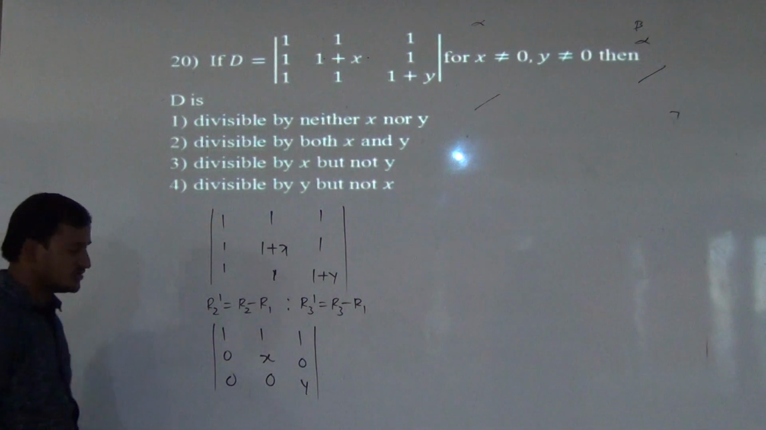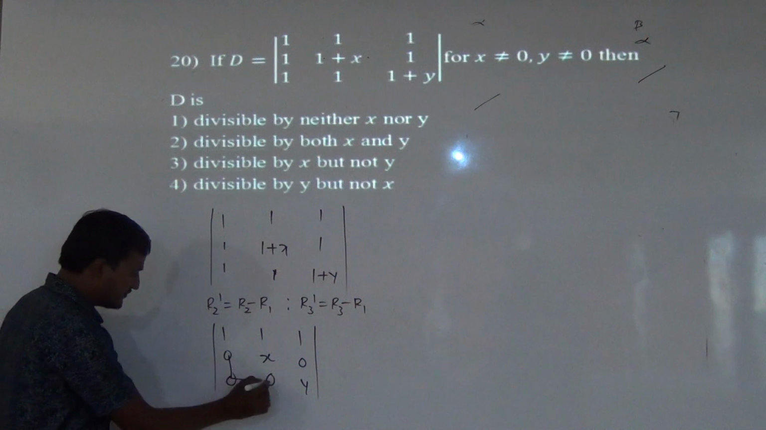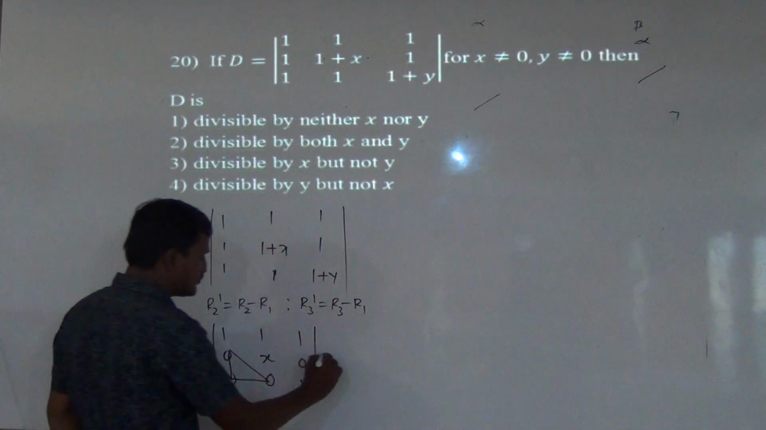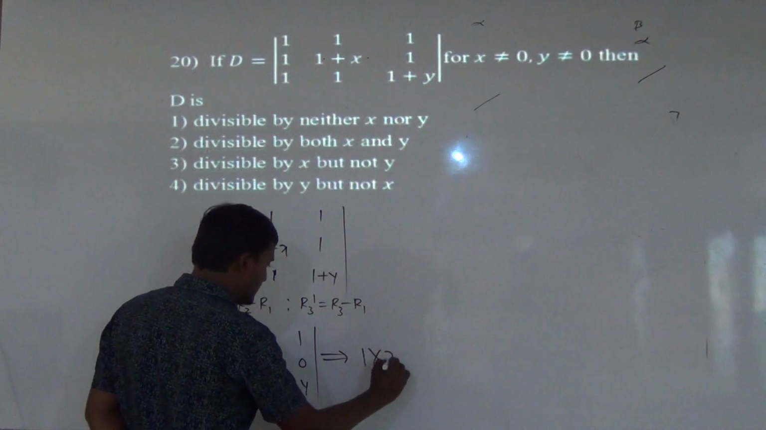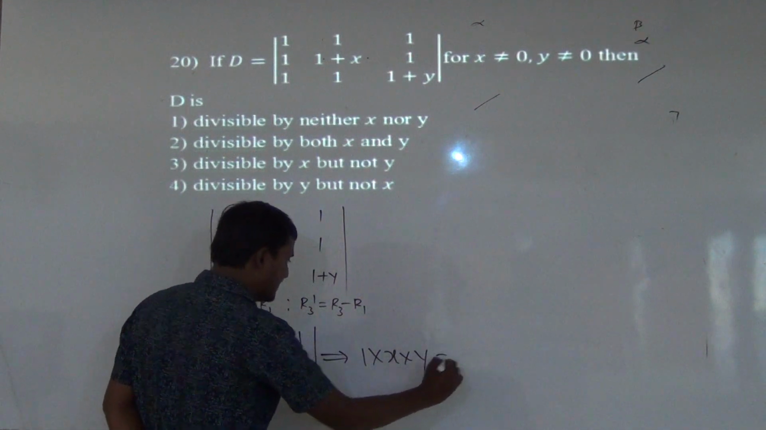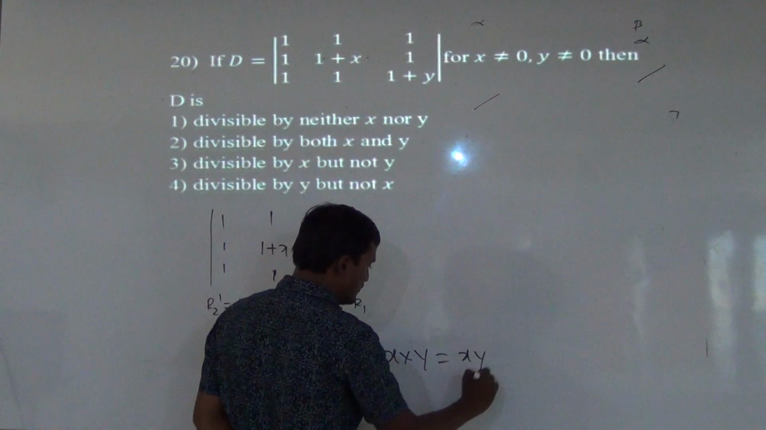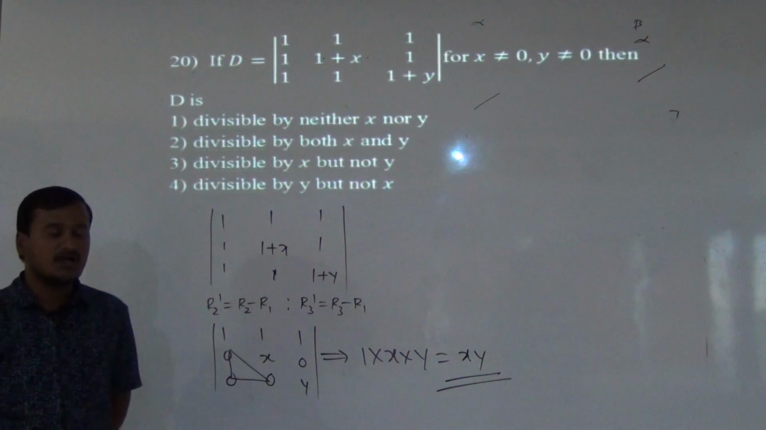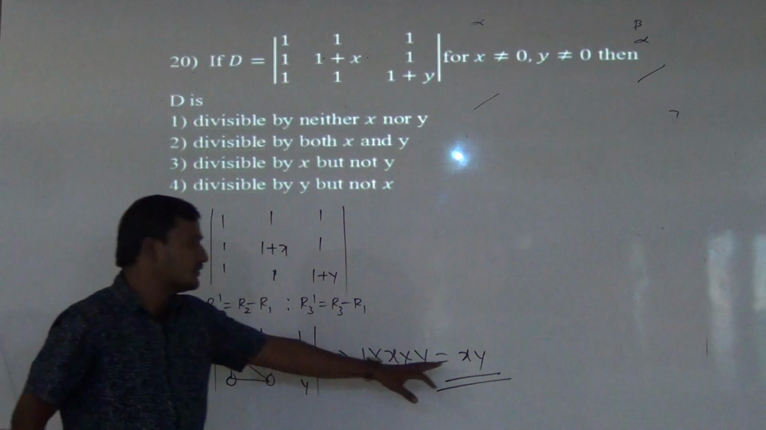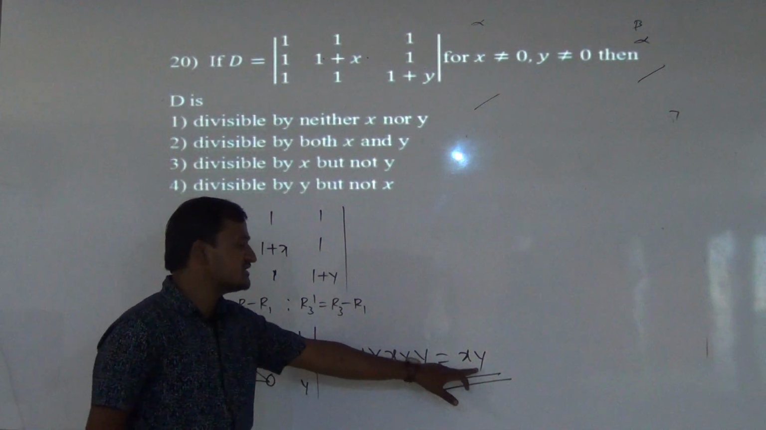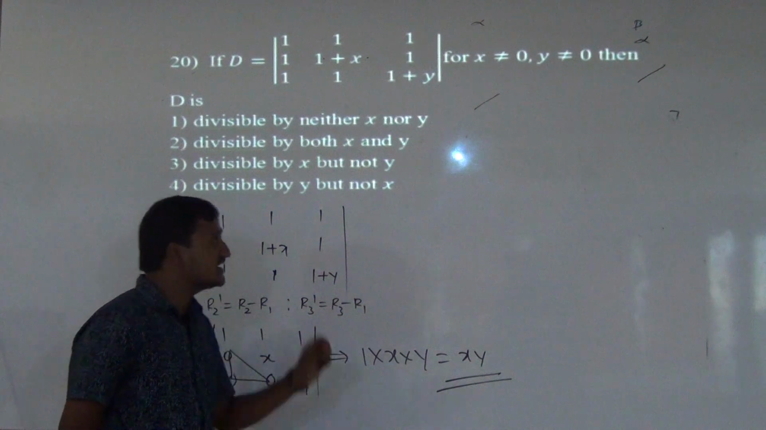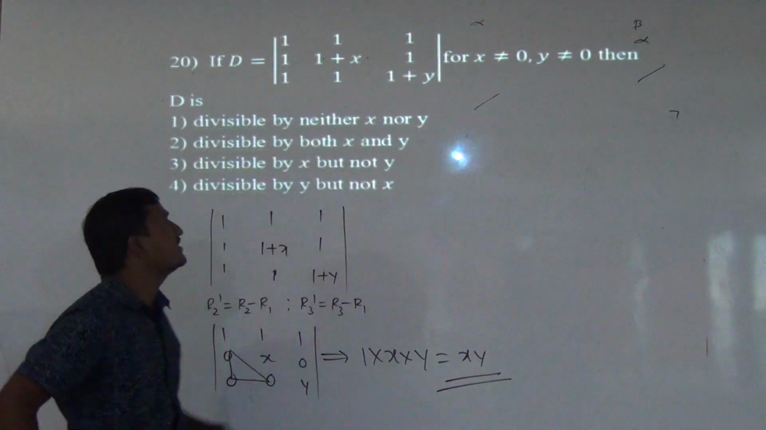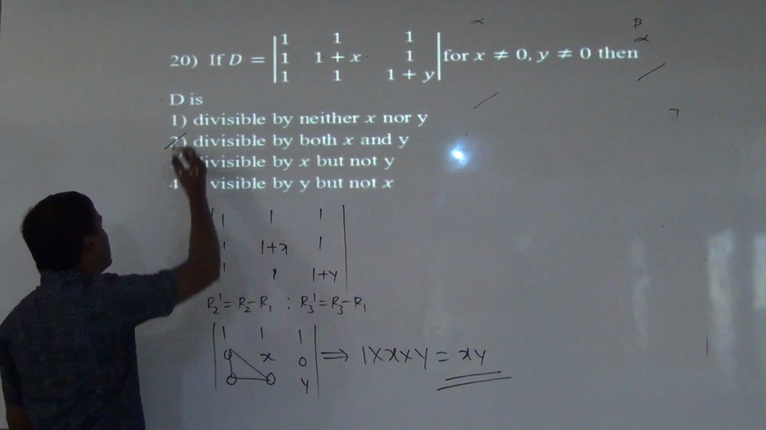Right? Now you should observe that one side of the principal diagonal elements are equal to 0, then the value of the determinant is equal to the product of principal diagonal elements. Therefore clearly this becomes x into y. So the value of this determinant equals xy. The value of this determinant equal to xy means clearly this product, that is xy, is divisible by both x and y. So therefore the second one is correct.